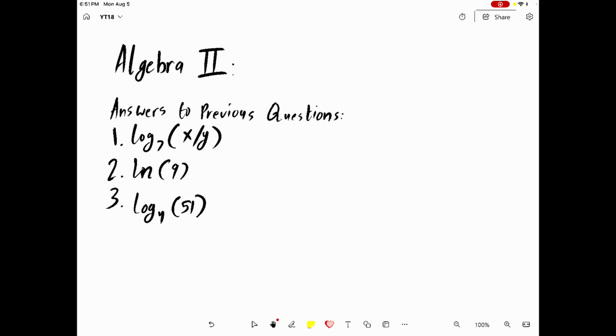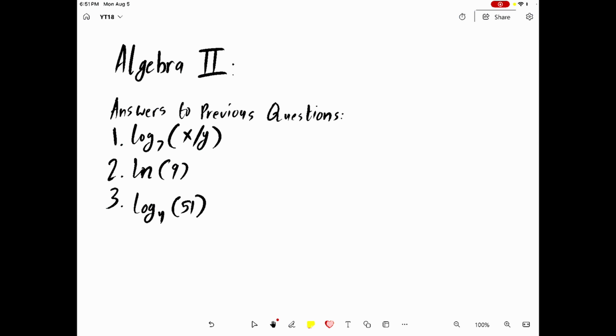Without further ado, let's go on to our answers to our previous questions. Number 1: logarithm base 7 of x divided by y. Number 2: the natural logarithm of 9. And number 3: logarithm with the base of 4 of 51. Without further ado, let's go to the lesson.